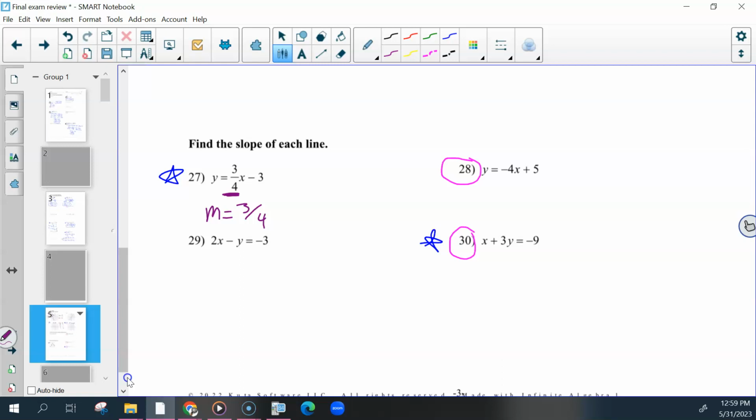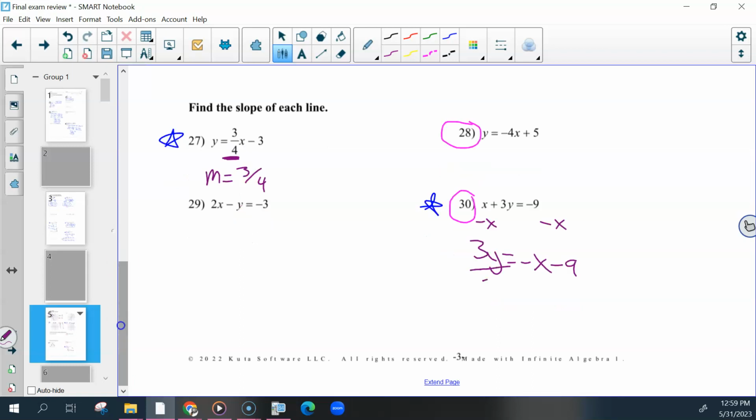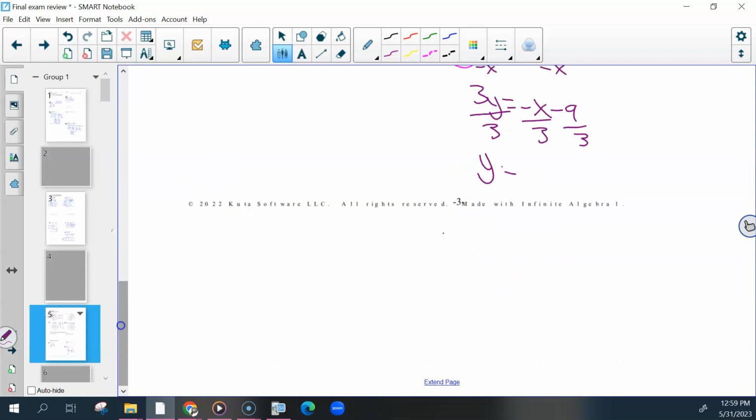30 is not in slope-intercept form. So we would have to solve this. Think about this like another literal equation where we're trying to get y by itself. What would we do first? Subtract x on both sides. And then you're going to do that to everything. Divide everything by 3. So for this one, it would be -3x. This, you would make a fraction, -1/3 x.